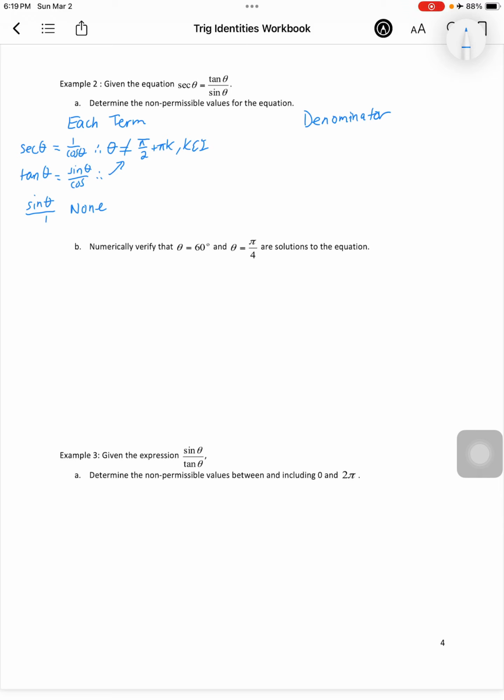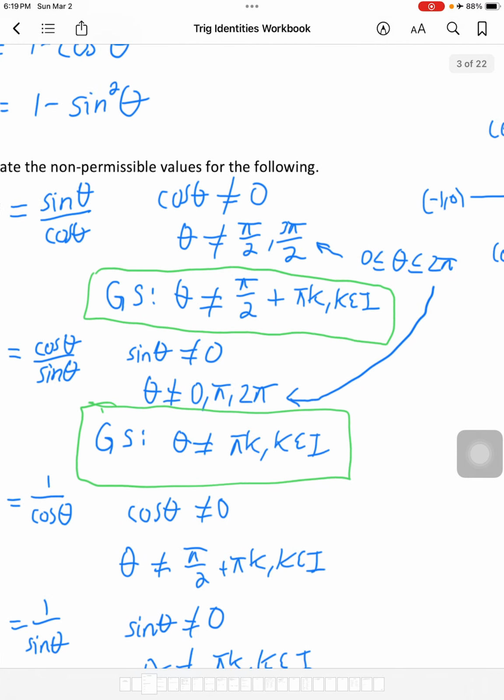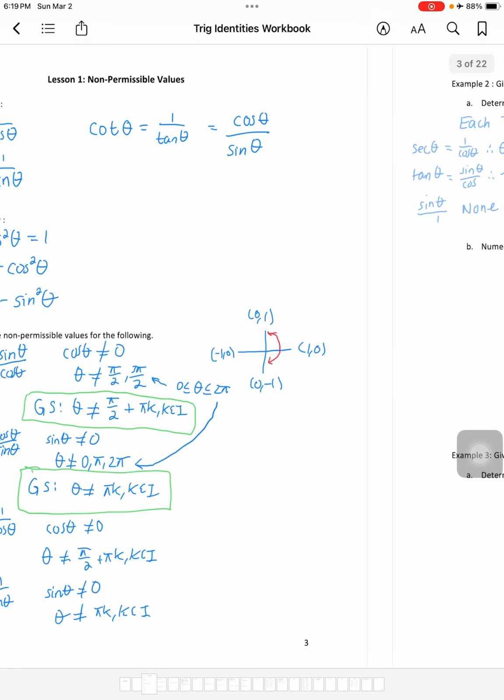Now, we're only going to focus on the denominator. Your denominator could not be equal to 0, because you can't divide anything by 0, right? So that means sine theta cannot be equal to 0. Even though on the left side there were no NPVs for sine specifically, now on the right side, for your denominator, sine is going to have an NPV. So that's why you need to do both parts. So here, sine theta cannot equal 0. That means theta cannot be equal to pi k, k an integer.